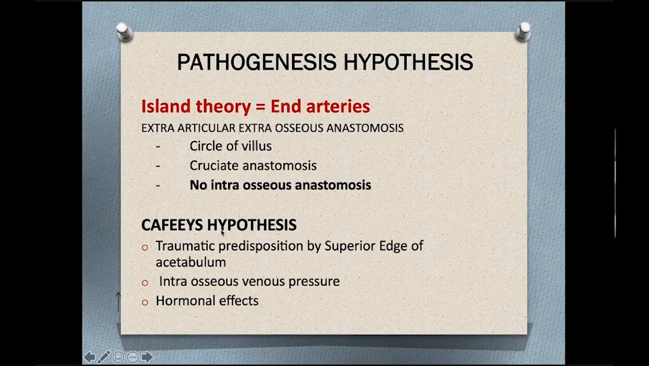Then there is the Catterall theory, and it is said mostly it is a traumatic predisposition, and this trauma occurs because of the superior aspect of the acetabulum, which obliterates the blood vessels and produces indentation in the head, and it will produce a deformity. Again, some people say there is an intraosseous increased venous pressure, which may lead to the problem of AVN, avascular necrosis, and a hormonal theory is also there.